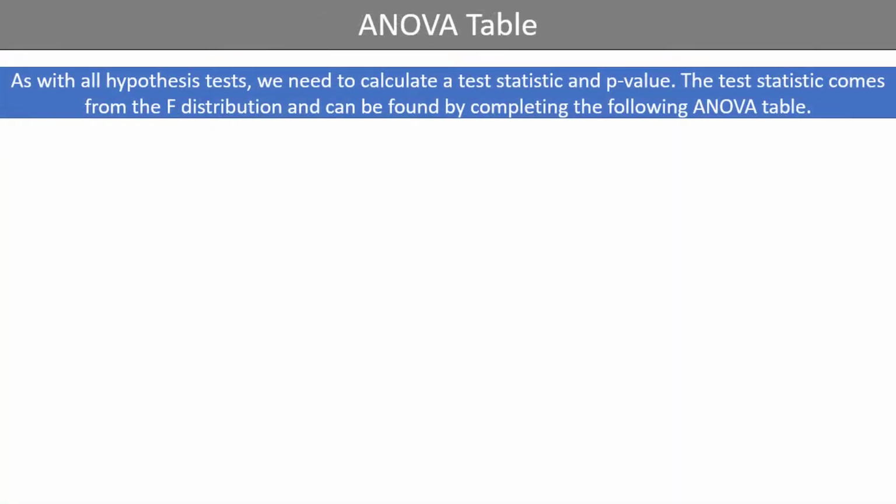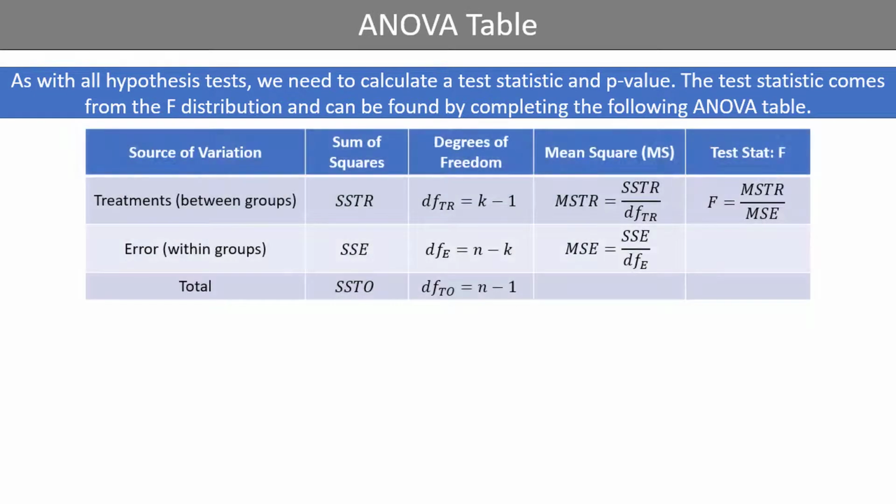As with all hypothesis tests, we need to calculate a test statistic and p-value. The test statistic doesn't have a simple formula like it normally does. In the case of ANOVA, we need to complete what is called an ANOVA table to find the test statistic. The last number in the table is an F value, which will be the test statistic used to find the p-value.